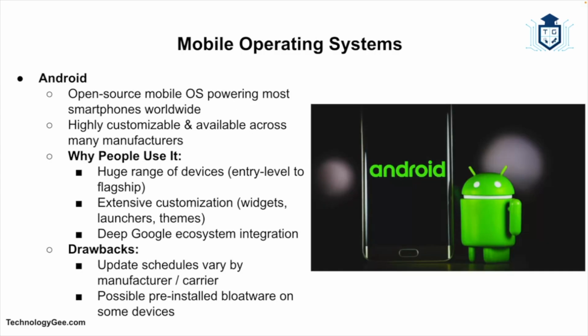Another mobile operating system is Android. And Android, this is the open source answer to iOS and powers the majority of smartphones around the world. And it's known for being customizable and available on a wide variety of devices. So why do people use it? Well, it offers tons of device options. It is highly customizable and it integrates great with Google.